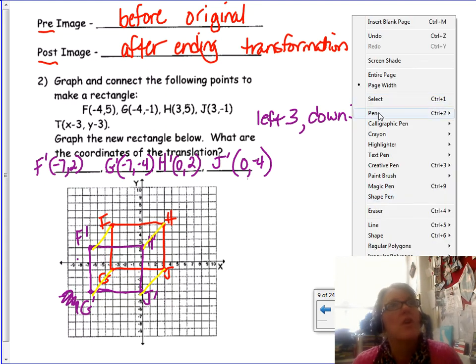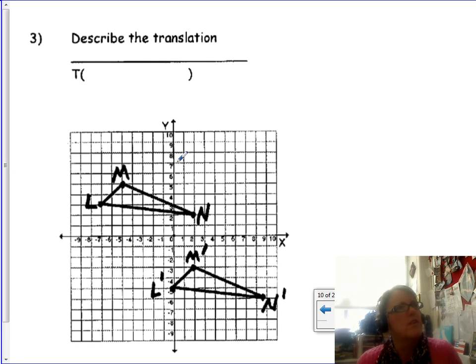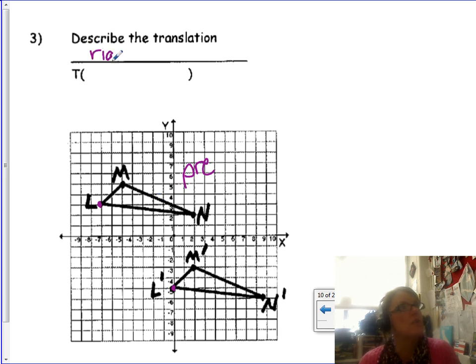All right, let's try a few more situations now that you see how to perform a specific translation. Look at number 3. Oh, no coordinates given here. I'm giving you the pre-image, which is this one, LMN, and the post-image, L prime, M prime, N prime. What happened? Okay, well, if I compare my first L to my L prime, it looks like I went 1, 2, 3, 4, 5, 6, 7 units to the right. So describing it, I could say I went to the right 7 units.